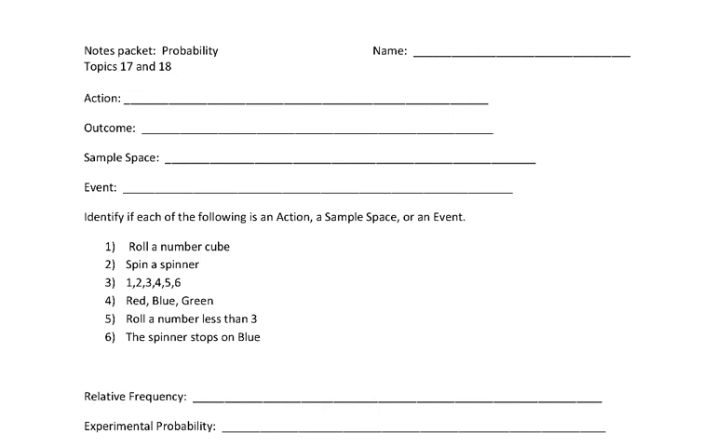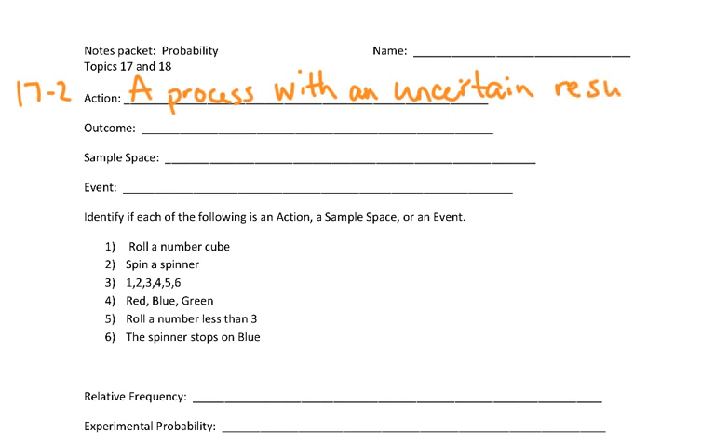So with 17.2, we talk about some important vocabulary. An action is a process with an uncertain result when we're talking about probability. So it's a process with an uncertain result. An outcome is a possible result of an action.